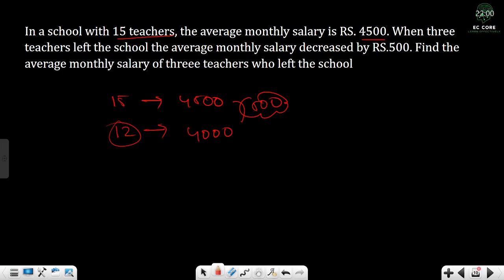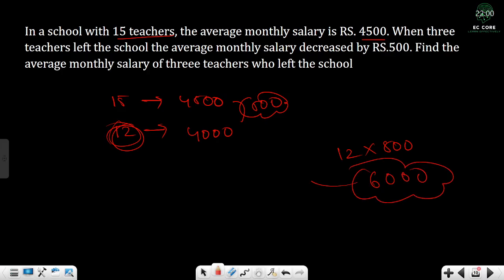So here the difference is 500, right? This 500 is distributed among these 12. So that will be 12 fives are 60, and 6,000 is the salary of the three teachers that left the school. So the answer is 6,000.